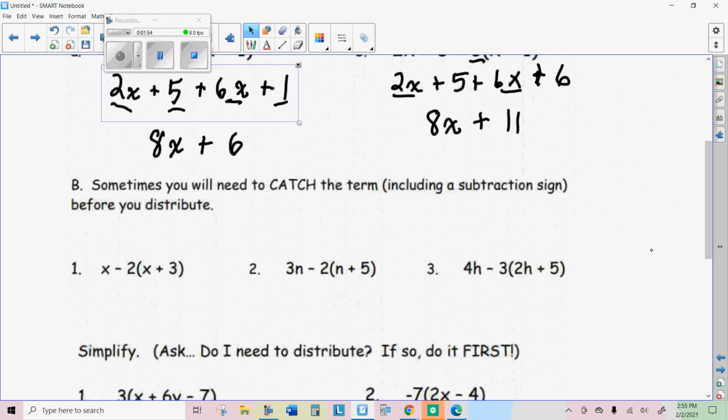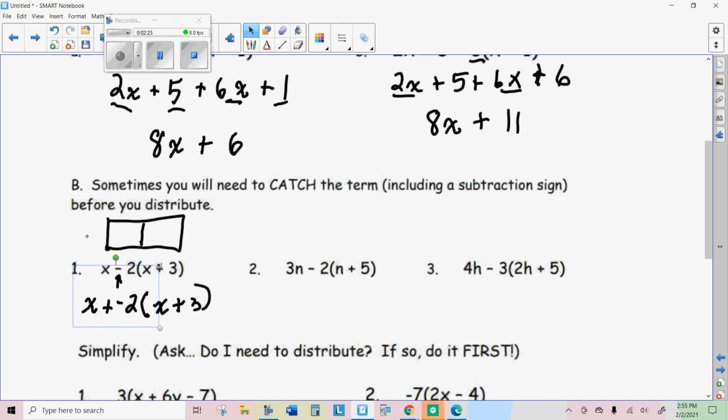Sometimes you'll need to catch the term, including a subtraction sign, before you distribute it. So this is the trickiest part, the part where students make the most mistakes. If there's a minus in front, that is the same as this, x plus negative 2, x plus 3. And so when you do the distributive property for this, you would want to use a negative 2 out here, and then an x and a 3 in here. So you would get negative 2x, and negative 2 times 3 is negative 6.